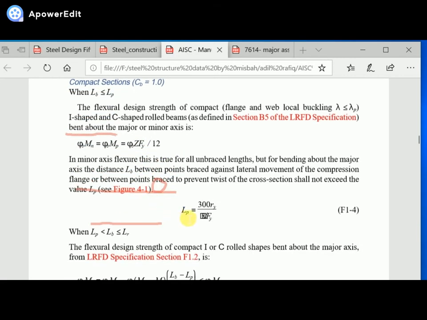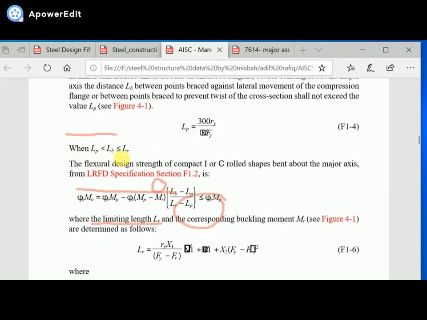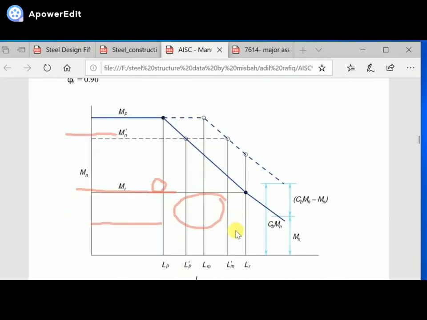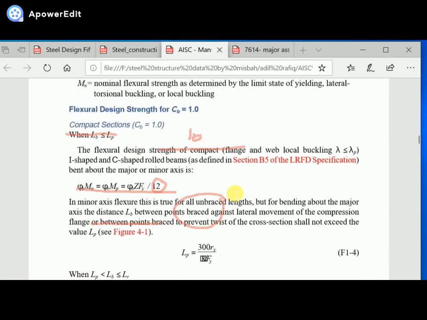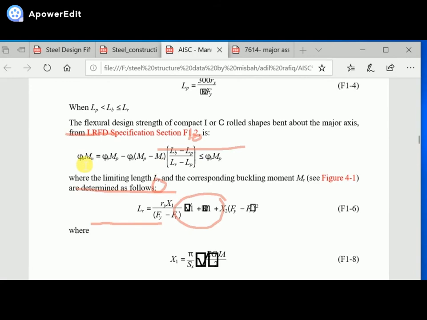This LP is basically 300 into ry divided by the root of Fy, clear. So this is the formula which is used to find LP. The next zone is when LB is greater than LP but less than LR, meaning that when the strength lies in this zone, then you will determine the design strength of the beam by this formula. This is an interpolated formula, okay.